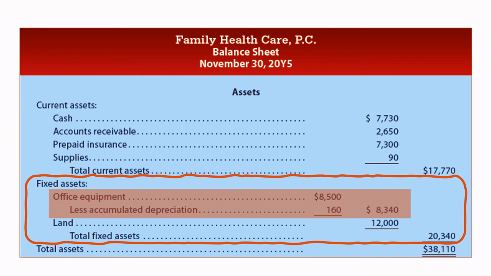Intangible assets represent rights that will provide a long-term benefit to a company, but don't have a physical presence. Examples are patent rights, copyrights, and goodwill. Family Healthcare has no intangible assets.